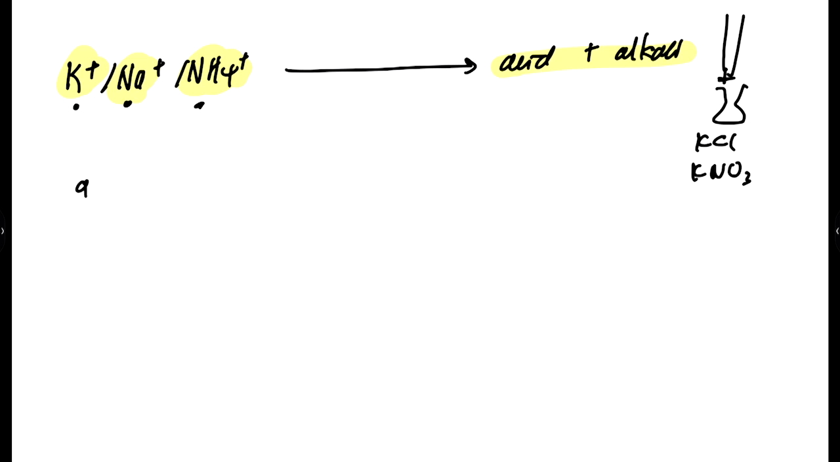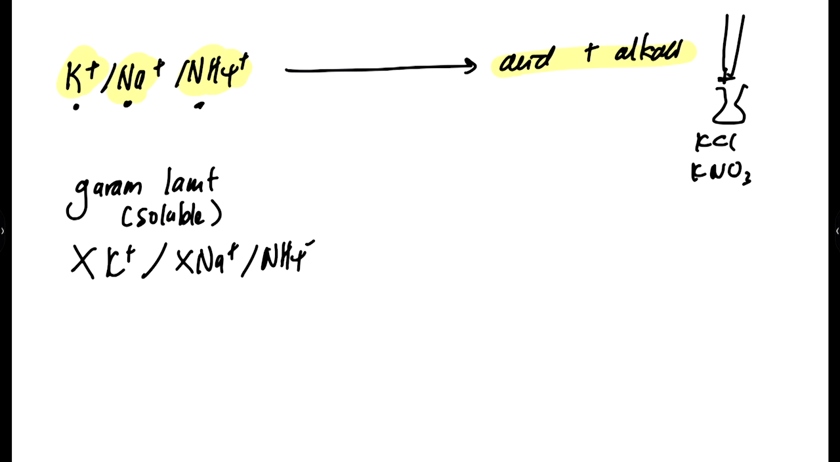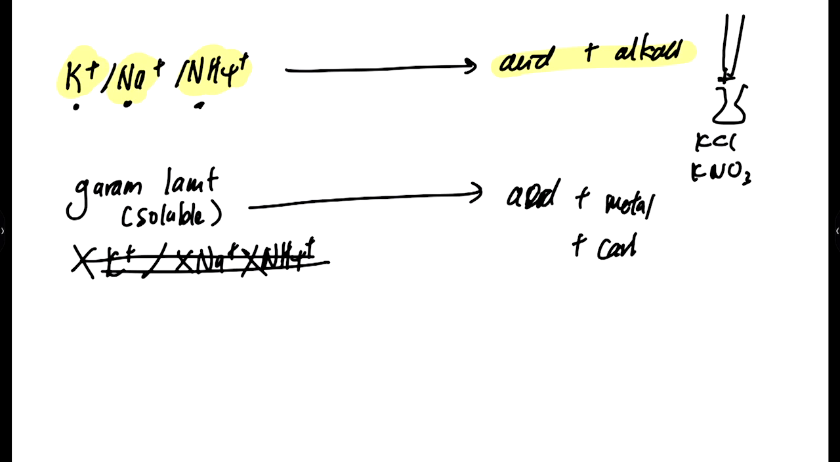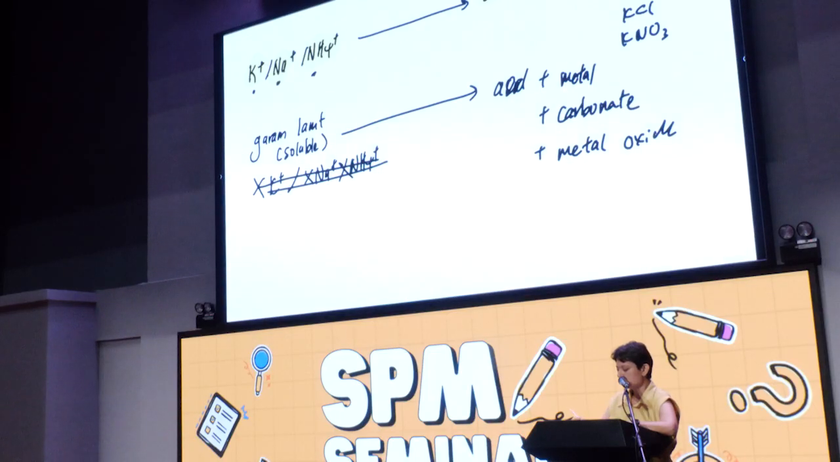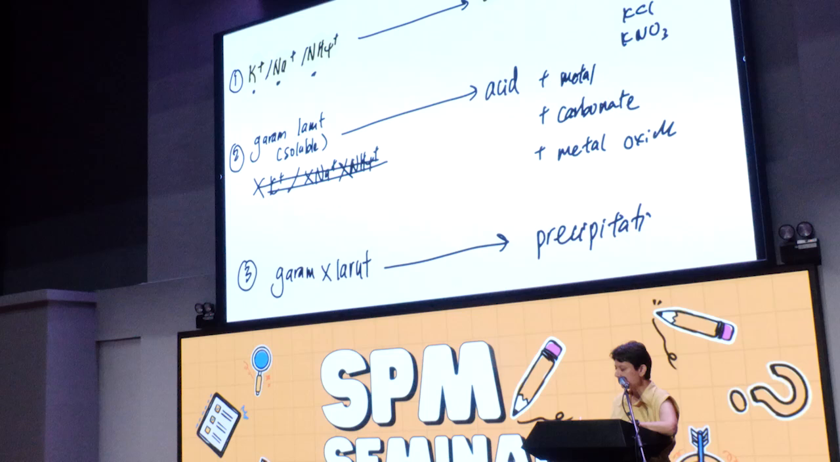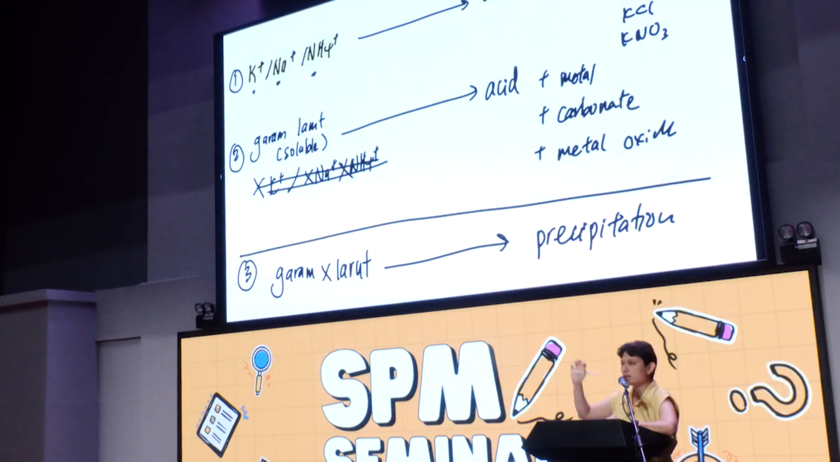If it's a soluble salt, but it cannot be potassium, sodium, or ammonium, then for other soluble salts you use acid and metal? Can. Acid and carbonate? Can. Acid and metal oxide? Can. This is the first method, this is the second method. The third method is for insoluble salt: precipitation. You must use precipitation, mixing soluble salts. This one has no acid. For an insoluble salt, you cannot use acid.